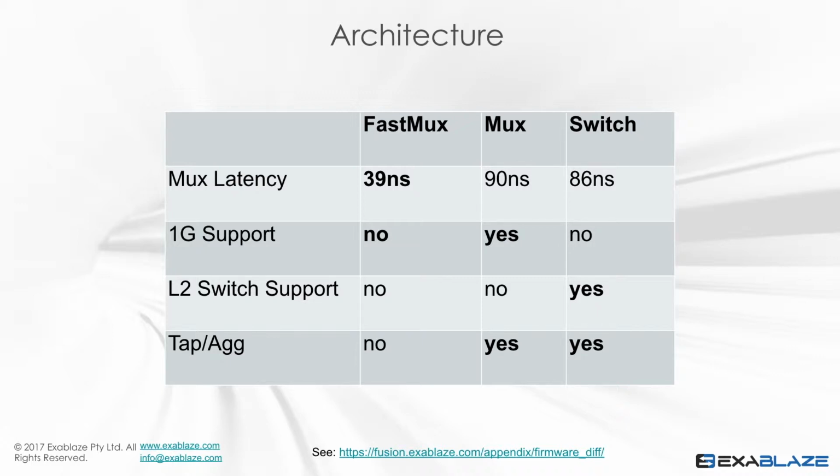The Mux mode has a higher degree of features, including 1G support, as well as VLAN tagging and trunking. The Switch mode includes a complete Layer 2 switch. Both Switch mode and Mux mode support tap aggregation and timestamping. For full details on the differences between the firmware modes, please see the documentation.